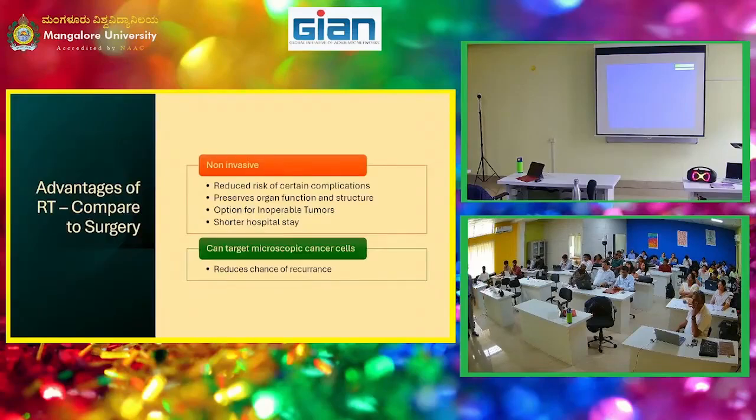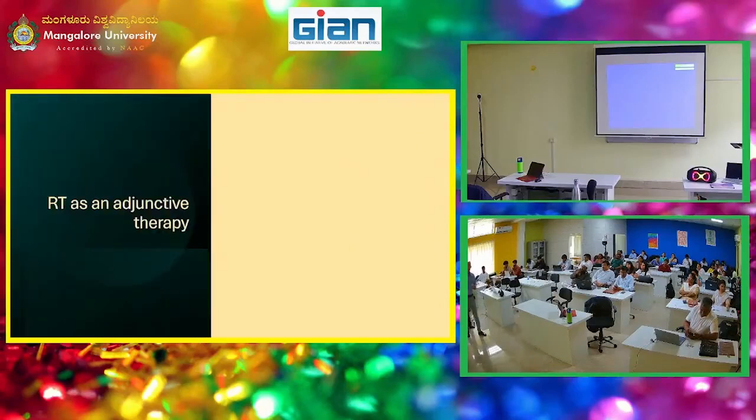So inevitably, what you want to look for is reducing the risk of complications from surgery, while preserving organ function and structure. It's really good if you have an inoperable tumor, so a tumor that cannot be excised. Then radiation therapy is a good solution. It should shorten your hospital stay if everything goes well. And targeting microscopic cancer cells, yeah, if you can identify them, and that's the problem. But if you can't identify them, then perfect, you can target it. So that's the advantages of radiation therapy.